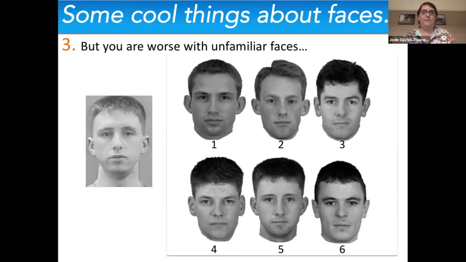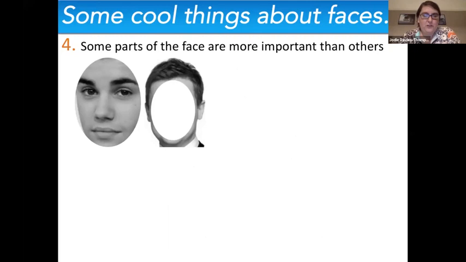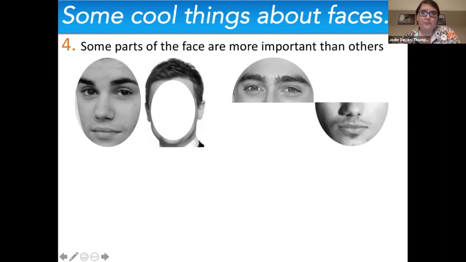Okay, so another aspect of faces is that some parts of the face are more important than others when it comes to face recognition. So when you see a face, as I said, it's somewhat automatic. But actually, if I showed you these two pictures, you'll probably find this one easier than this one, right? So you probably know who this is. You might have a rough idea who this is, but I'll show you in a moment. So the internal features are more important than the external features.